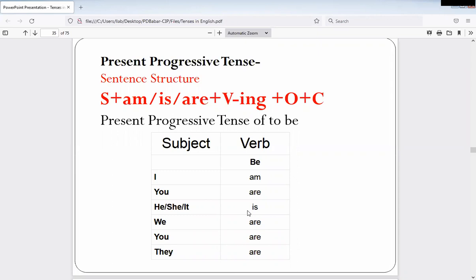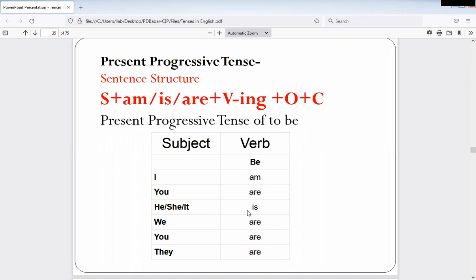And am, is, are, these are the helping verbs we are using after the subjects. Like am is used after I. Okay, I am. You are, is used after you. Okay, you are. I am, you are. Is is the verb we are using after he, she, it. Okay, he or she or it is. He, she, it is. Then are is the verb we are using after we.